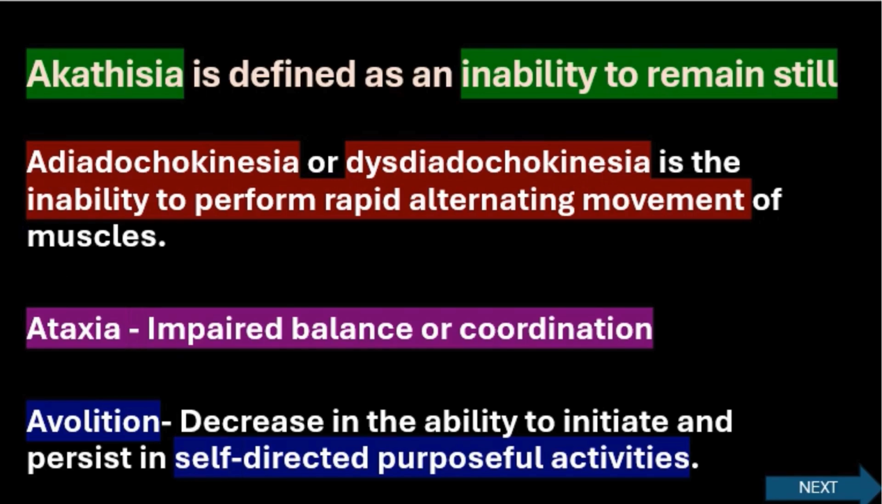Adiadochokinesia or dysdiadochokinesia is the inability to perform rapid alternating movement of muscles. Ataxia is impaired balance or coordination. So, ataxia is impaired balance. Avolition is the decreased ability to initiate and persist in self-directed purposeful activities.